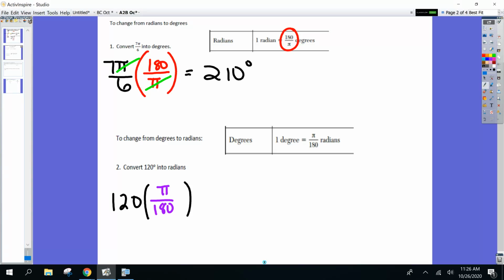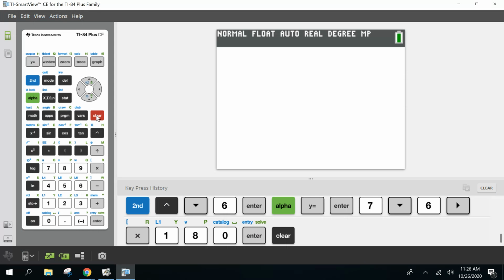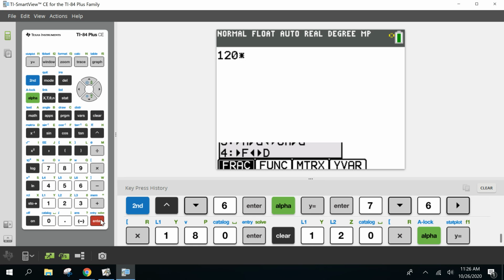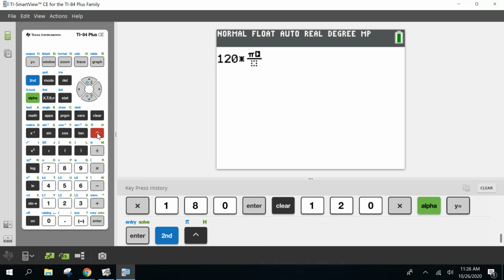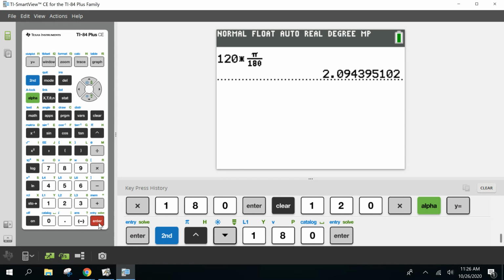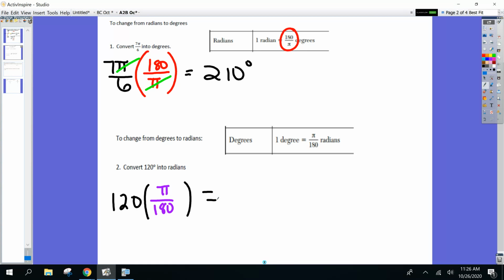Don't you dare go to your calculator yet. Don't you dare. Because, well, hey, did you guys go to your calculator right now? Okay, so you want me to do 120 times pi over 180. What did we just talk about? I don't want that to write down. That's sloppy. I'm not writing down that decimal. So what you want to do is keep the pi in your answer.